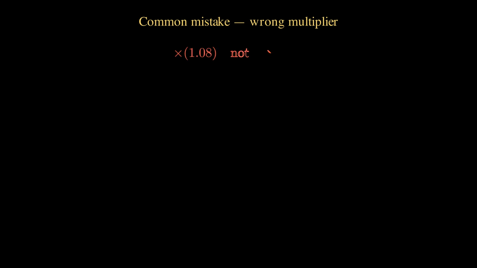Common mistake, using r alone as the multiplier instead of 1 plus r or 1 minus r. If a balance grows 8% per year, you multiply by 1.08, not by 0.08. Another trap is mixing up the time unit. Months versus years must match the rate you are given.